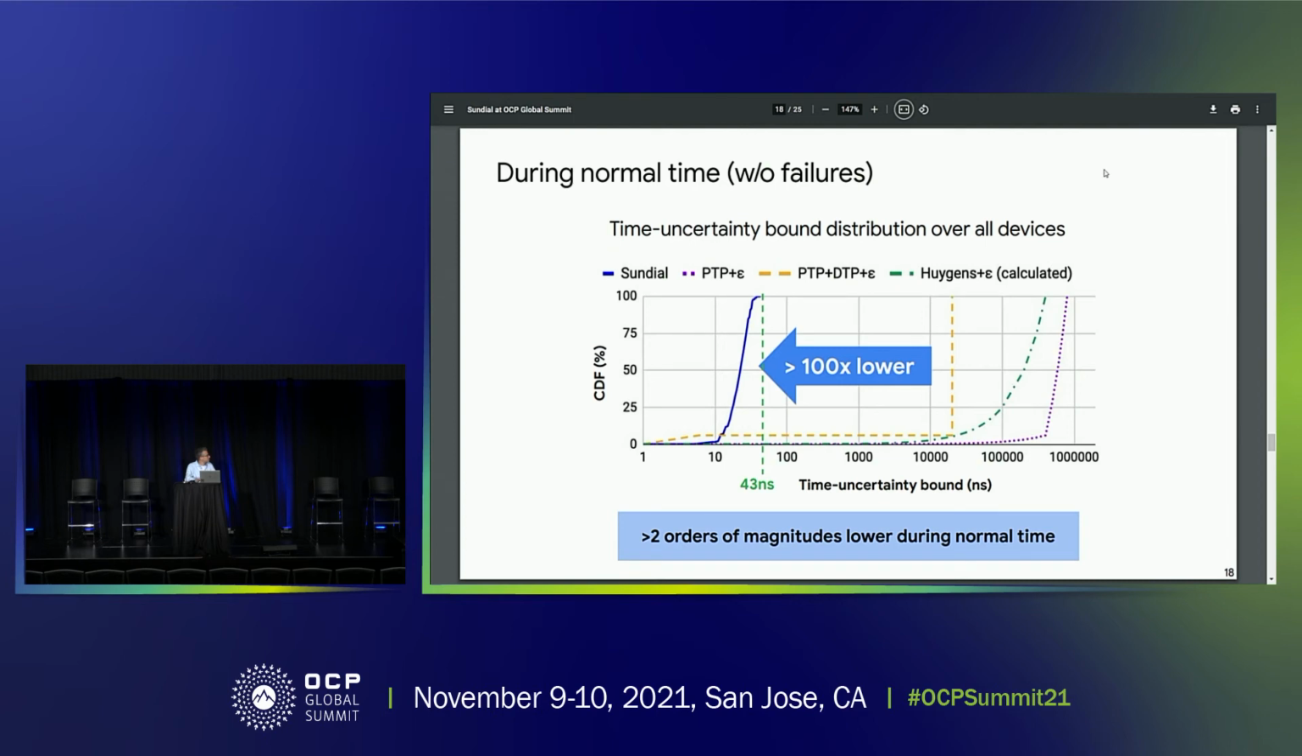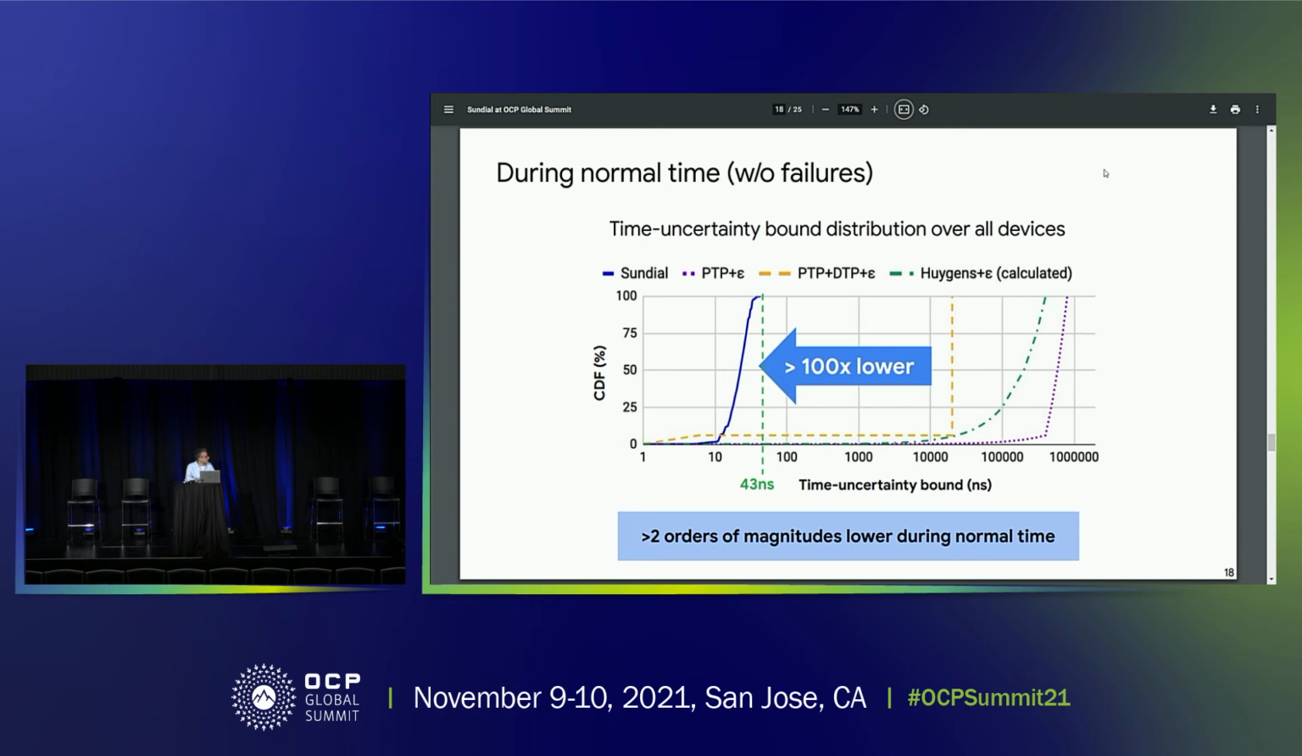During normal time when there's no failure, we show that Sundial can enhance PTP with fault tolerance. So it can provide 2 orders of magnitude lower time uncertainty bound compared to other schemes. Here we show the distribution of the time uncertainty bound of different schemes. We can see that even the maximum time uncertainty bound is only 43 nanoseconds with Sundial enabled.